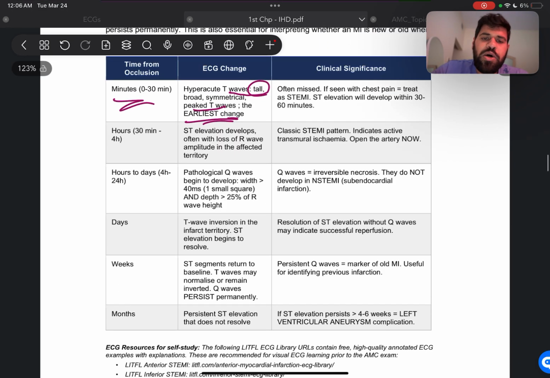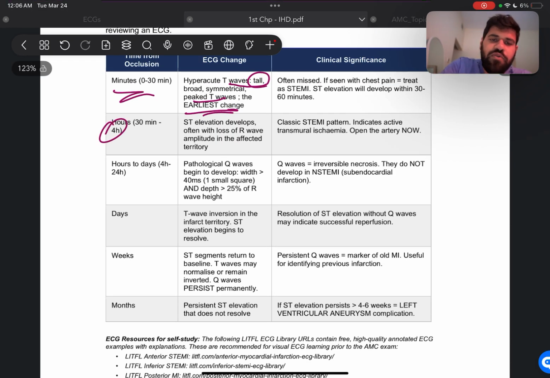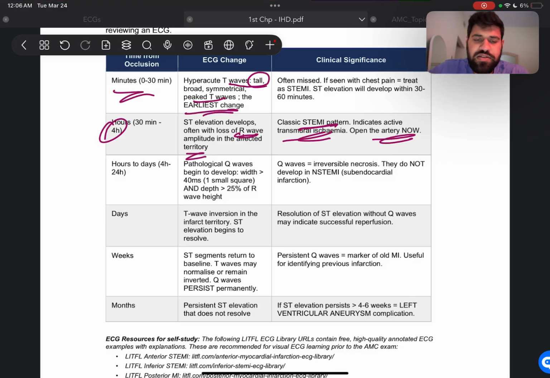Now, hour 30 minutes to 4 hours. ST elevation develops, often with loss of R wave amplitude in the affected territory. So the R wave is going to disappear because ST is going to be elevated. Classic STEMI pattern, and it indicates active transmural ischemia. Open the artery now, so angiography or other pharmacological treatments, we'll come to it. There's an algorithm for it.